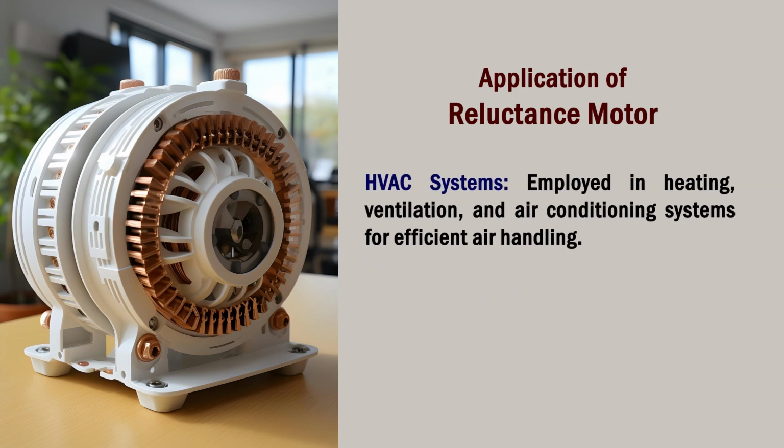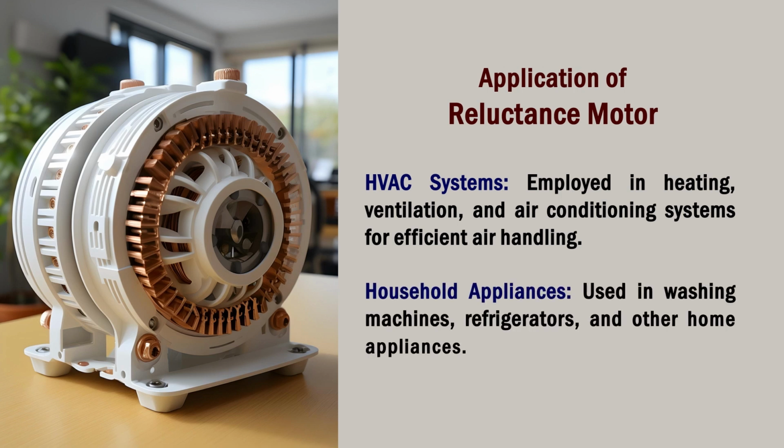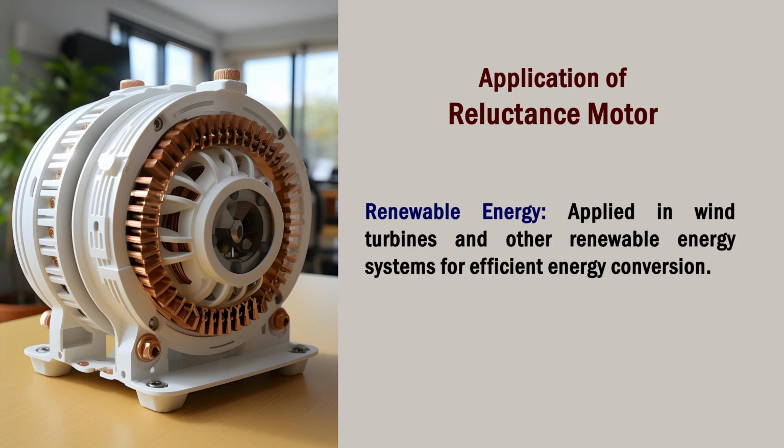The reluctance motors are used in HVAC systems, that is, they are employed in heating, ventilation, and air conditioning systems for efficient air handling. They are also used in household appliances, that is, in washing machines, refrigerators, and other home appliances. The reluctance motors are also used in renewable energy, that means they are applied in wind turbines and other renewable energy systems for efficient energy conversion.